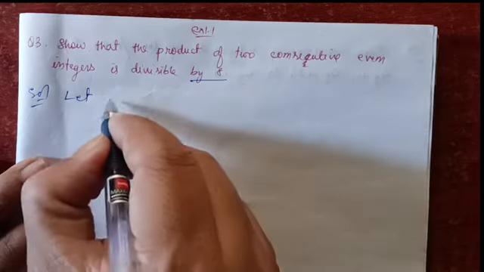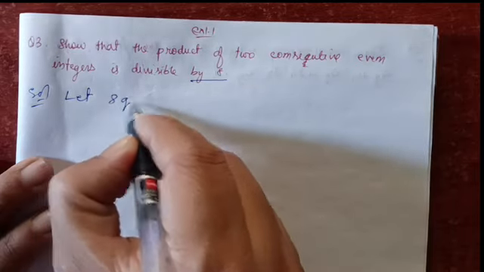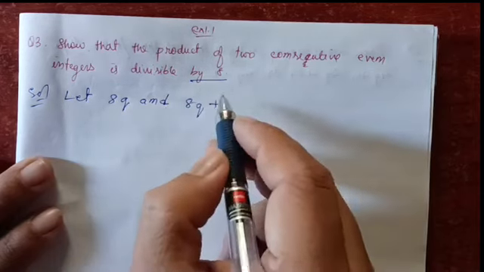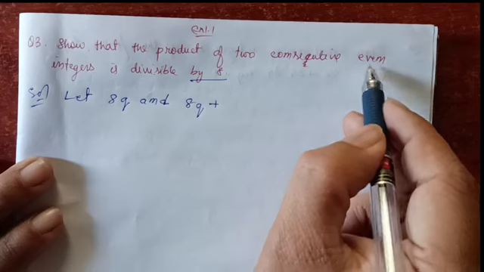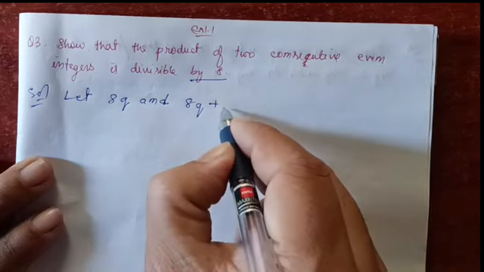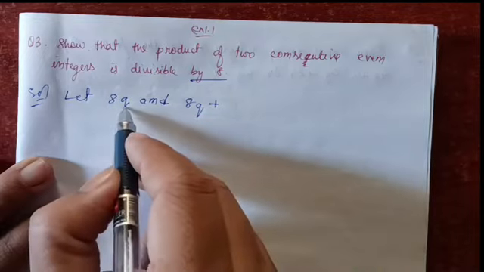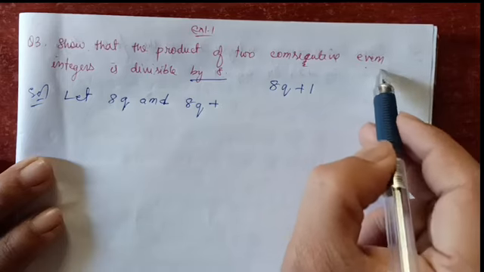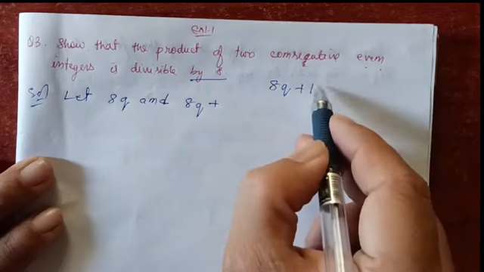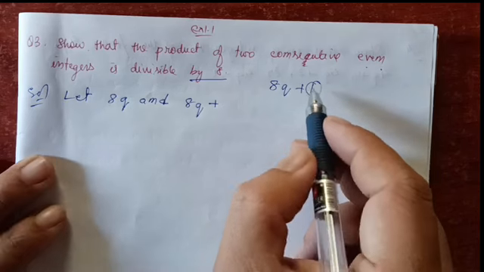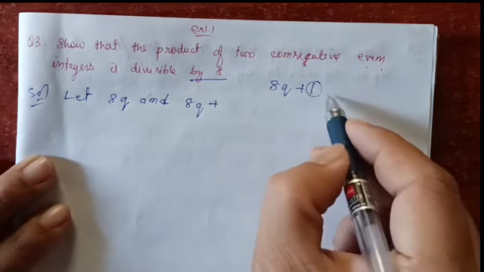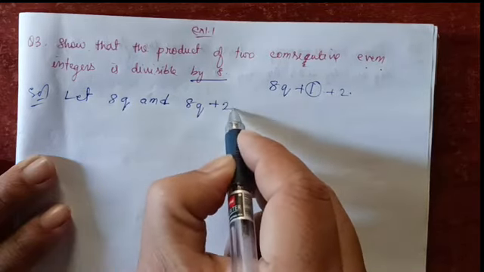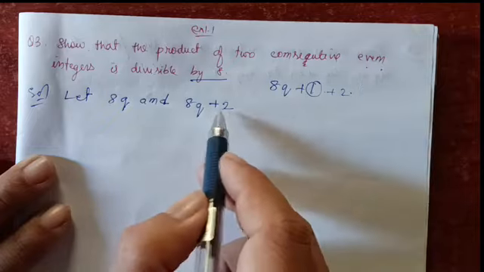Let it be 8, so let 8q and 8q plus... Here since it says even, we will not write 1 here. See, 8q, the next number would be 8q plus 1, right? But the question says even, so we will not use this one because 1 is an odd number. Since 1 is odd, we cannot use this one. So the next even number is 2, so 8q plus 2. Since it says even, we use even.